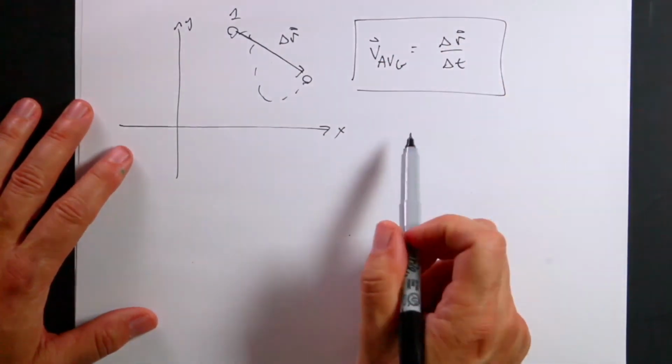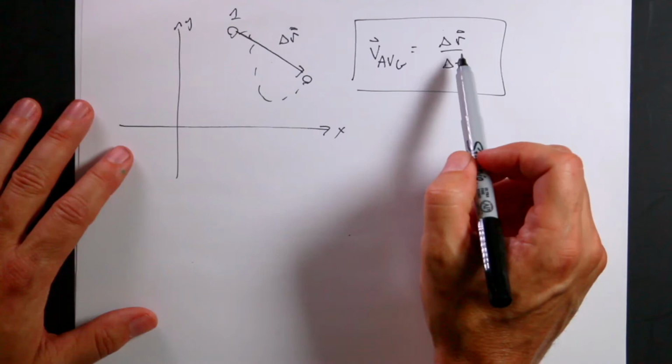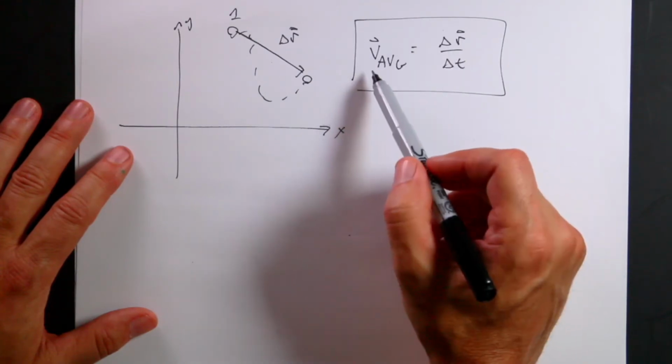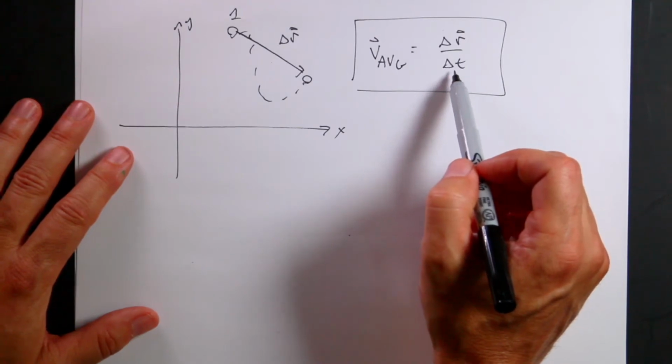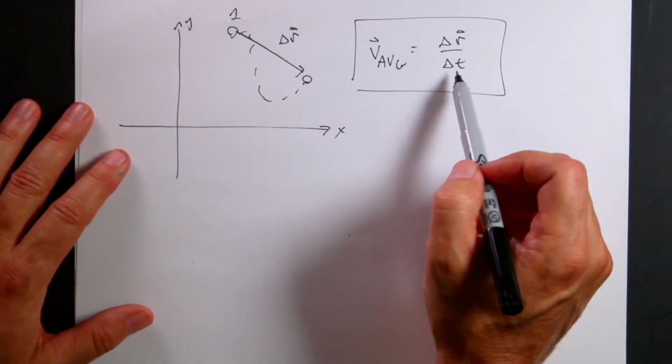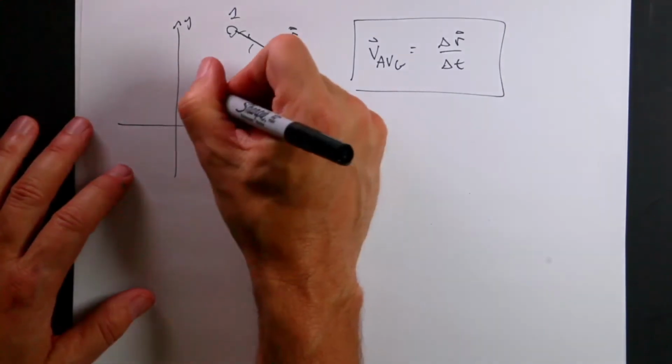Now, there's some really important things about this. Delta r is a vector. v is a vector. Delta t is not. It's not time. It's a change in time, right? Because maybe I have a clock. Here's my little clock right here.